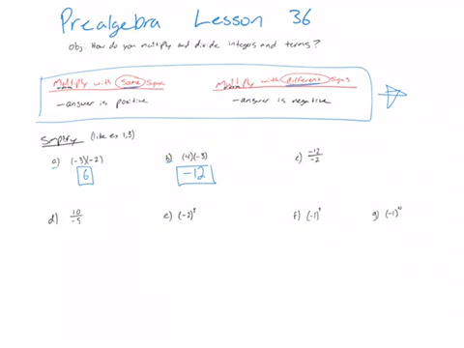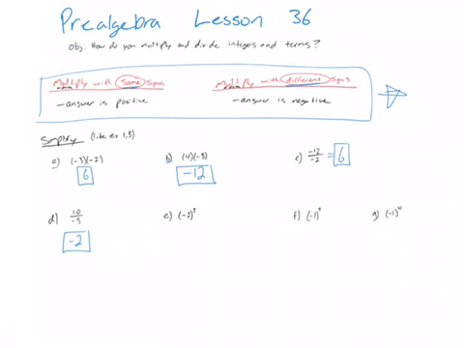C, again, they have the same sign, right? Negative 12 over negative 2, they're both negative. So I know my answer is going to be positive, so 12 divided by 2 is 6. D, different signs, 10 over negative 5. 10 divided by 5 is 2, so my answer is going to be negative 2, because they have different signs.